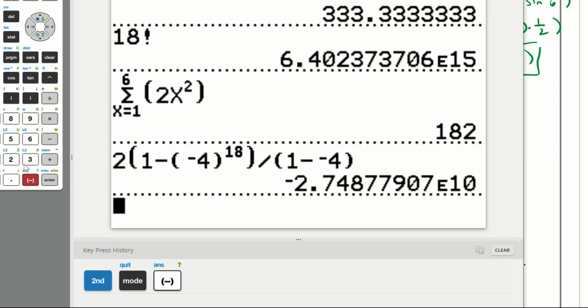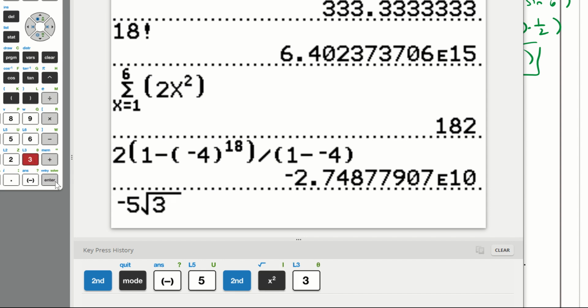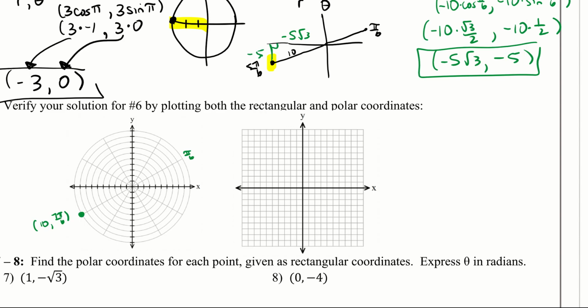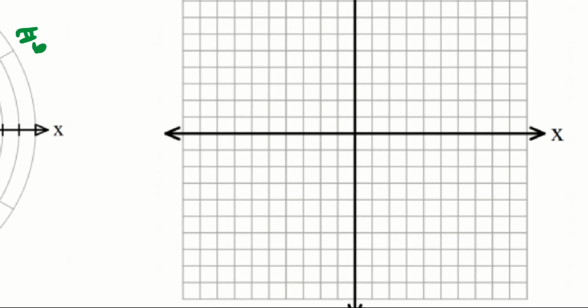Okay, so negative 5 square root of 3 is around negative 8.7. So I'm going to go to what I think is negative 8.7.